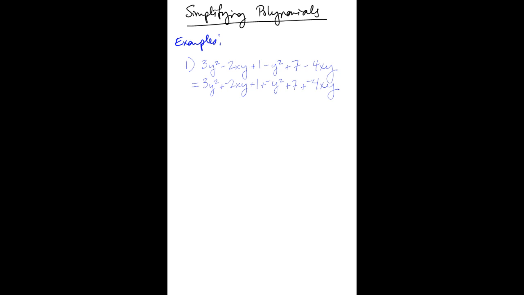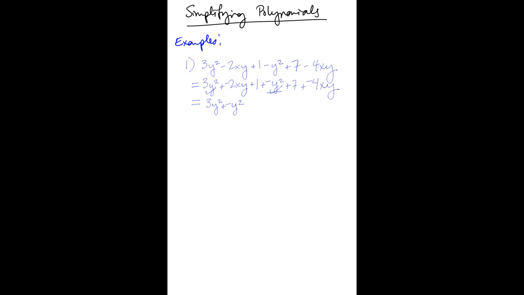Now, because it's all addition, I can rearrange it in whatever order I want. So I have a 3y squared here. Do I have any other y squared? So I've written that one down. That's not a y squared, that's not. But here I have another y squared. So I'm going to say plus negative y squared. Written that one down. That's not a y squared, that's not a y squared.